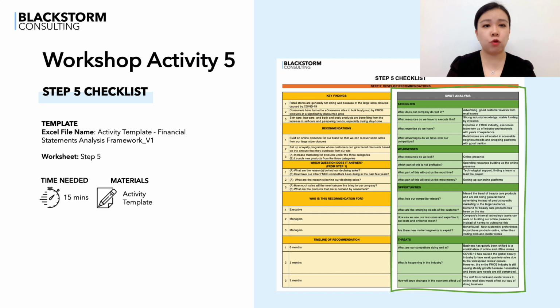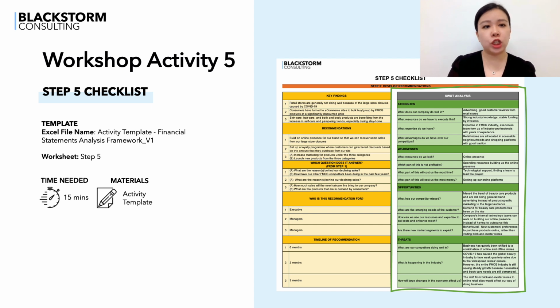Next, we move on to the threats. What are your competitors doing well? Why is this happening in the industry, and how will it have huge changes in the economy that will affect Blackwing? Blackwing's competitors are doing well in shifting their business to online and offline platforms as there is a large store closure caused by COVID-19. This has an effect on the number of sales a brick and mortar store can generate. Thankfully, FMCG still sees very steady growth because it is seen as a necessity, and basic care needs are also in demand.